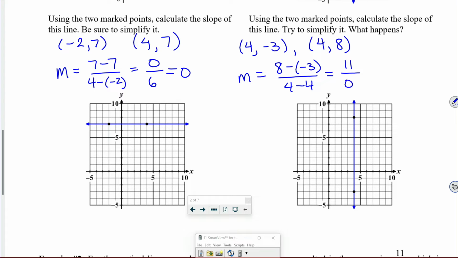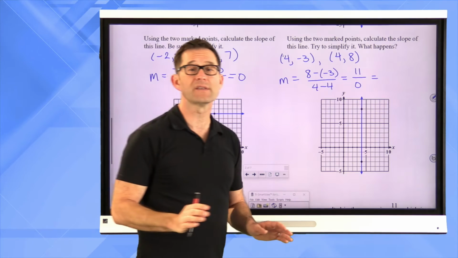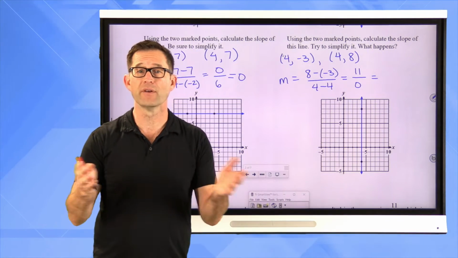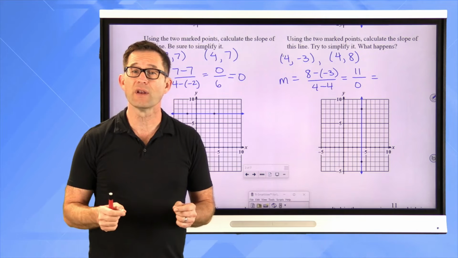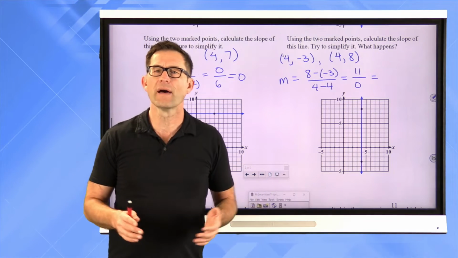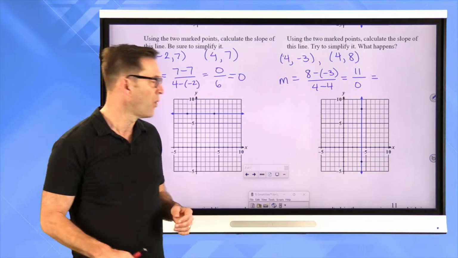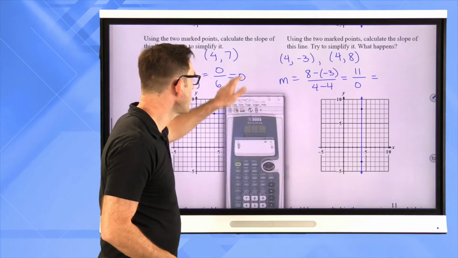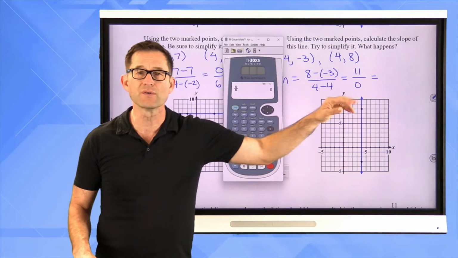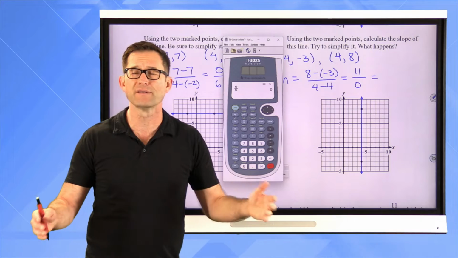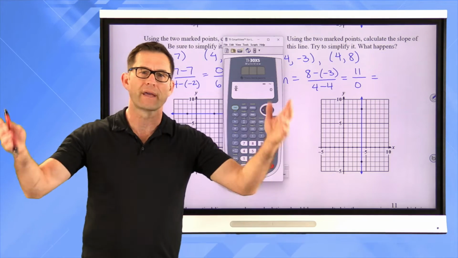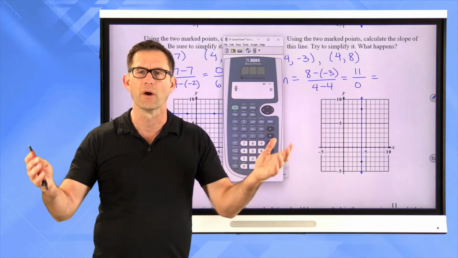4 minus 4 is 0. And again, this should make sense just from the perspective of the slope formula. The change in y was 11 between those 2 points, and the change in x was 0 because x didn't change. Now, what is 11 divided by 0? Okay, well, that is a much, much trickier question than something like 0 divided by 6. Now, the gut instinct by most students, or most people in general, would be that 11 divided by 0 should be 0. How many times does 0 go into 11? Well, it can't go in there any times because 0 is 0, right?